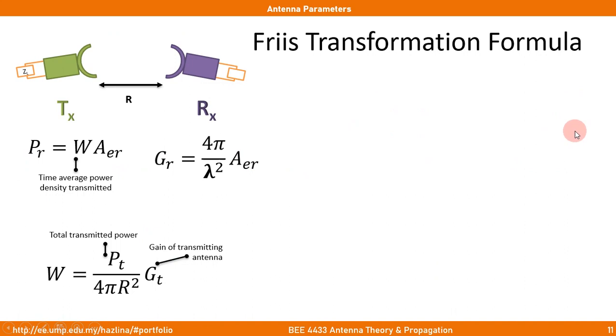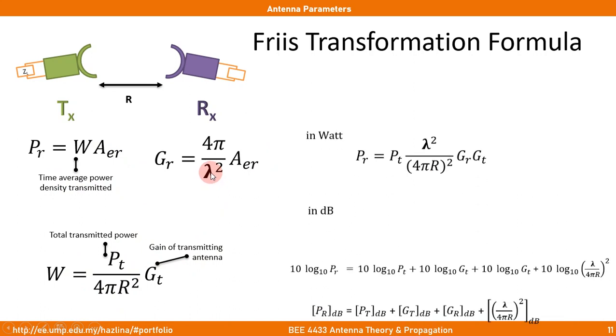The Friis transmission equation is used to calculate the power received from one antenna when transmitted from another antenna, separated by the distance r and operating at a wavelength lambda of the frequency. This formula can be represented in watt and decibel.